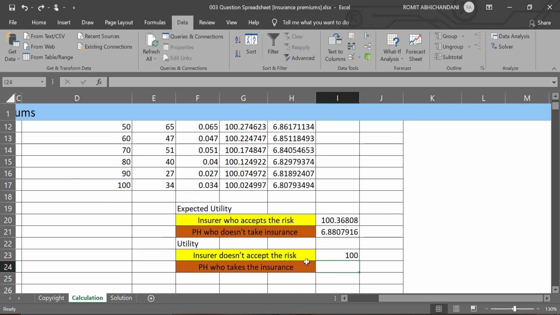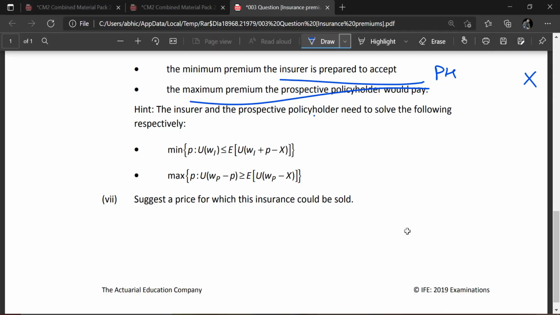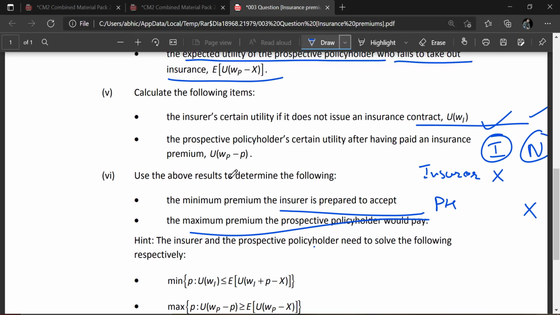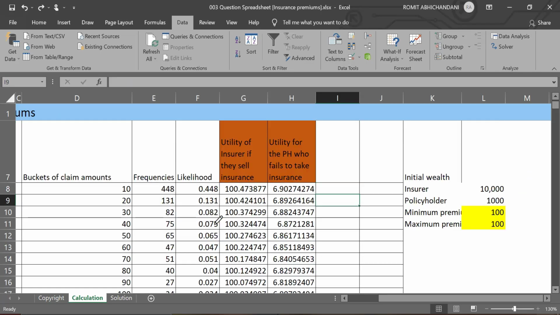Now for the policyholder who takes insurance, let's just assume that there is a policyholder who takes insurance, okay. So that's the next part of the question. We have to find the prospective policyholder's certain utility having paid an insurance premium, that is utility of WP minus P, okay. So they will just take their wealth, subtract the premium and take the utility. So for this I will have to assume a certain maximum premium, just like I assumed minimum premium earlier. I will have to assume a certain maximum premium that the policyholder is willing to pay, right.